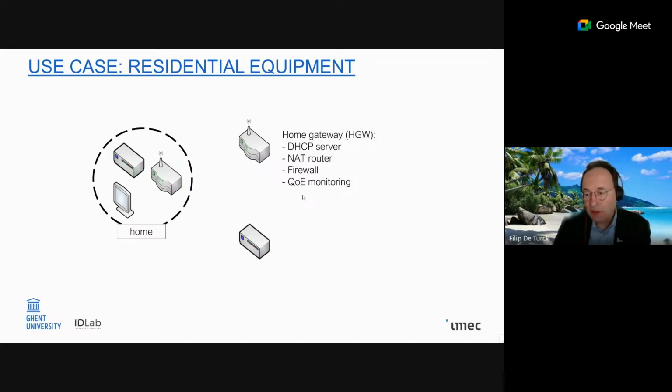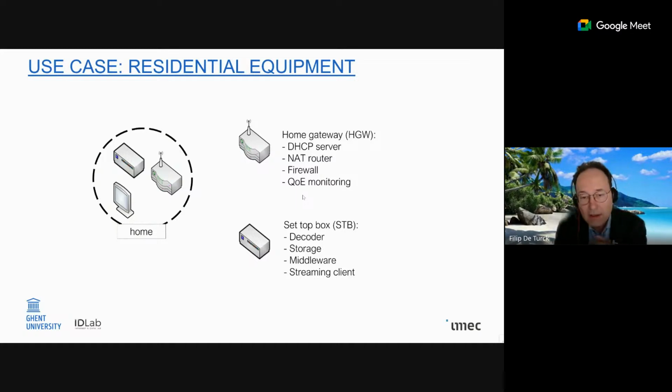And then a typical other device is a set-top box, so STB, which contains a decoder for digital TV, storage so that you can record movies and TV programs, and middleware that allows you to interact through a remote control to start recording, stop recording, play a certain TV program, and so on. For this, we need middleware on the set-top box. And also we have a streaming client, the software that starts streaming the files and makes sure that we can see the videos on the screen.